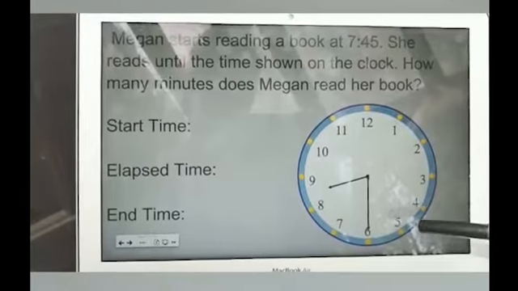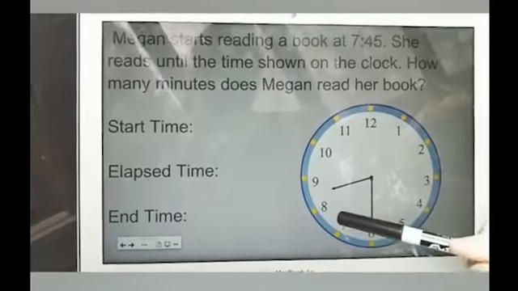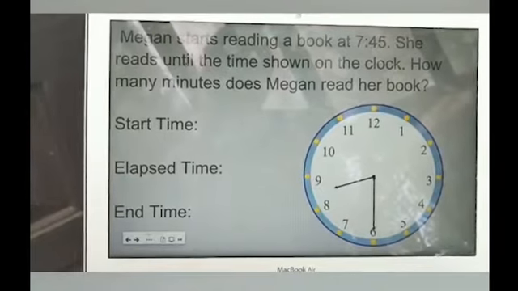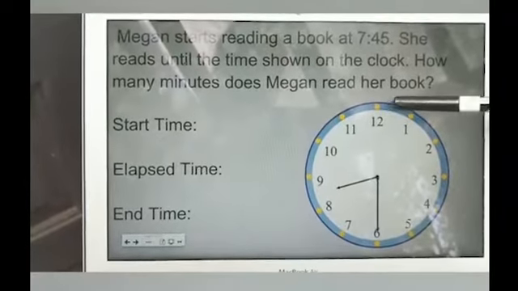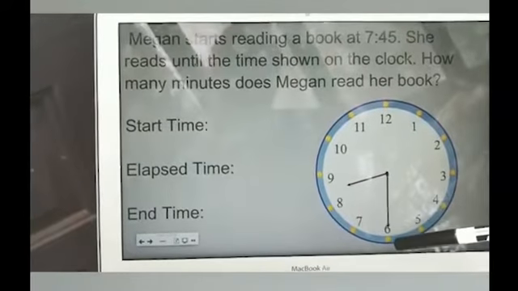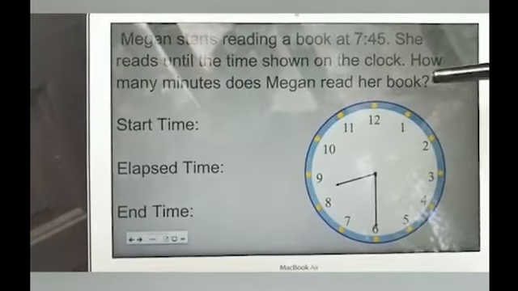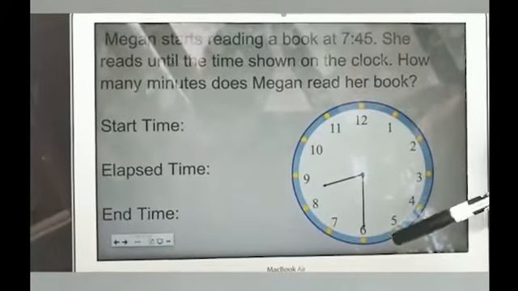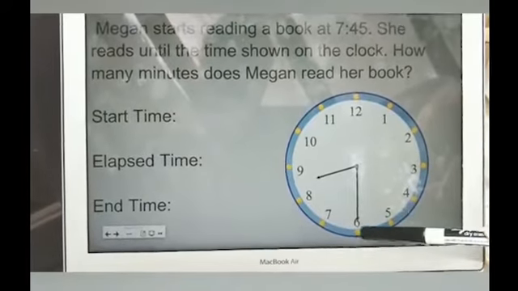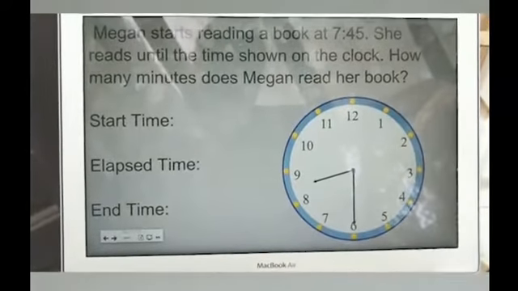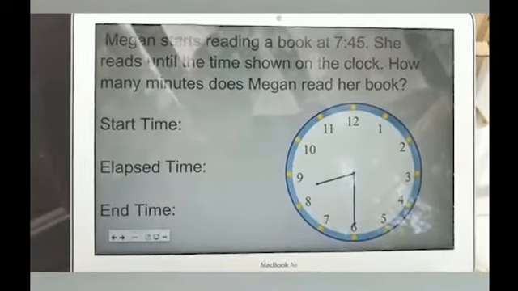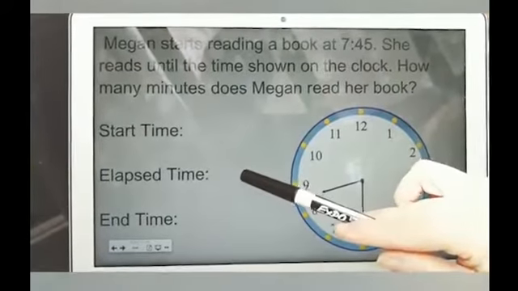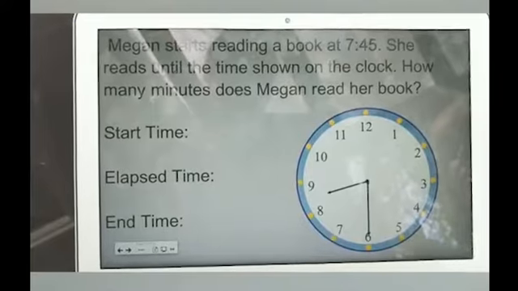And if I look at this clock, I know this is my hour hand, so I think we're somewhere in the 8 o'clock hour, and this is my minute hand, and it's on the 6. And I know that every one of these numbers represents 5 minutes. So I think I can start here and count by 5s. 5, 10, 15, 20, 25, 30. Or if I know my 5s, and if I'm on the 6, I know 6 times 5 is 30. So I think the stop time is 8:30. So we are looking for how much time did Megan read.